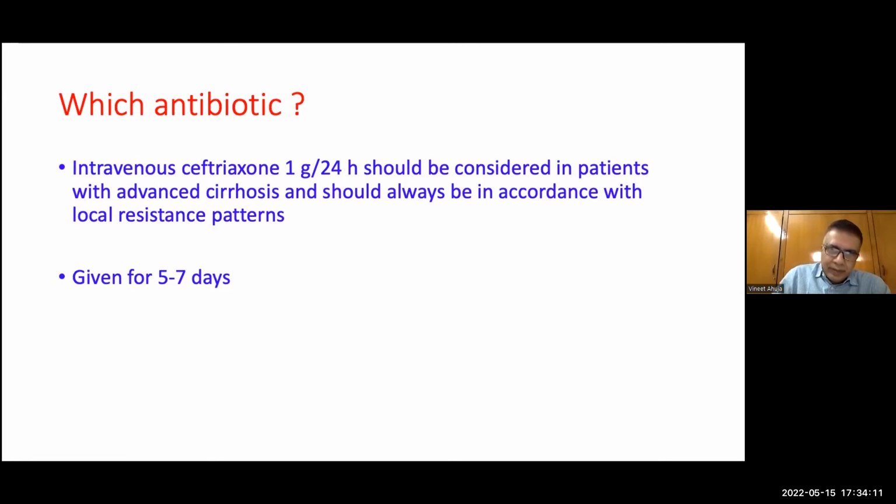Which antibiotic? Generally, the antibiotic which is used is intravenous ceftriaxone, 1 gram every 24 hours. That is the dose which is used, and it is given for 5 to 7 days. If the patient even has low-grade varices, but has bled, the patient should be given intravenous ceftriaxone 1 gram every 24 hours.